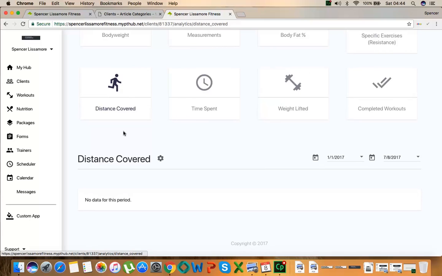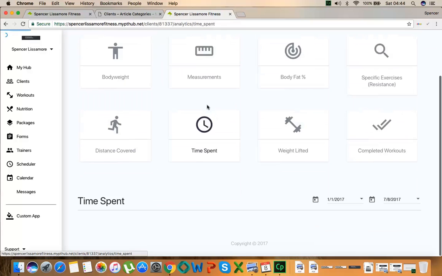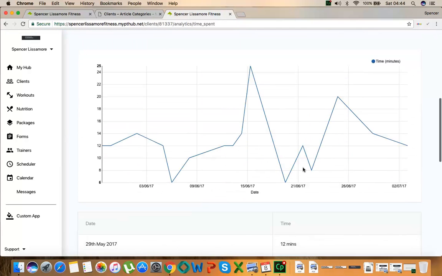That's fair enough. I know he's not one for updating his distance covered in terms of cardio. That's more for my marathon trainers, etc. Time spent in the gym. Oh, I can imagine he's been spending a fair bit of time in the gym.